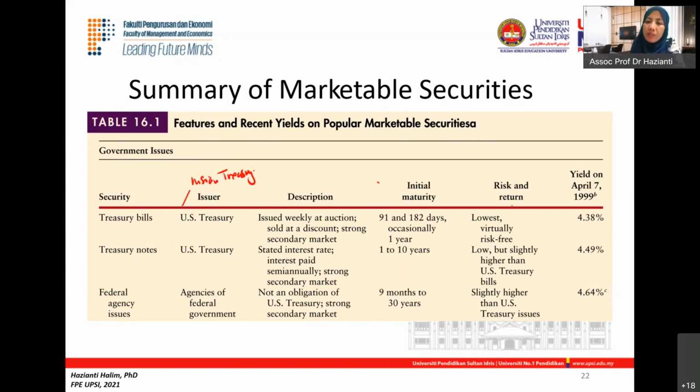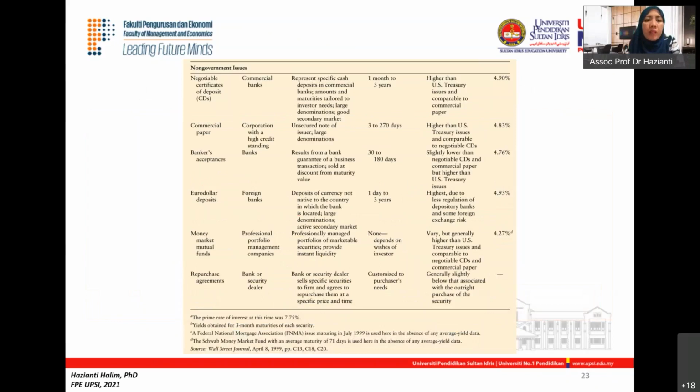So when we talk about the risk and return, lowest risk so risk free. So the return is also low. Sama macam Treasury notes tadi lah. Bills and note ni konsep dia sama. Ada interest rate dia. Interest paid semi-annually. Strong secondary market which means kita boleh jual pula the Treasury note. And the risk and return pun sama jugalah. Low risk and low return.